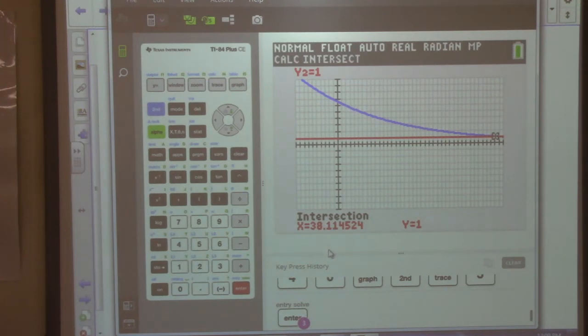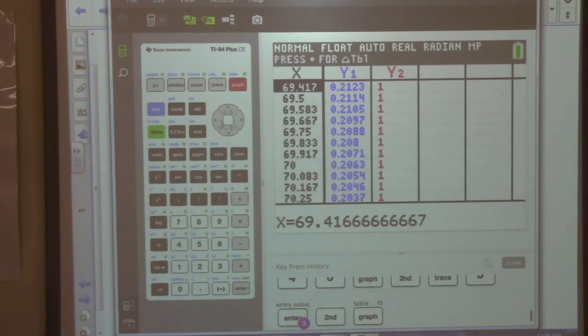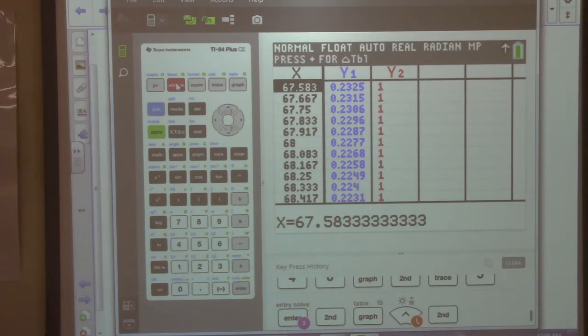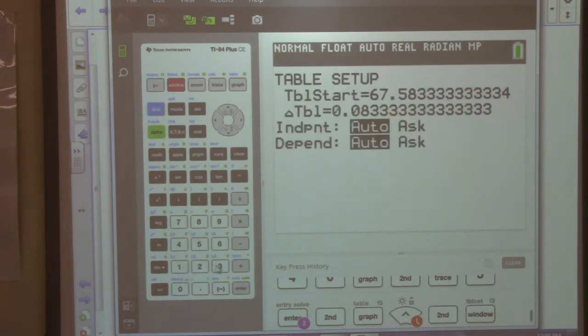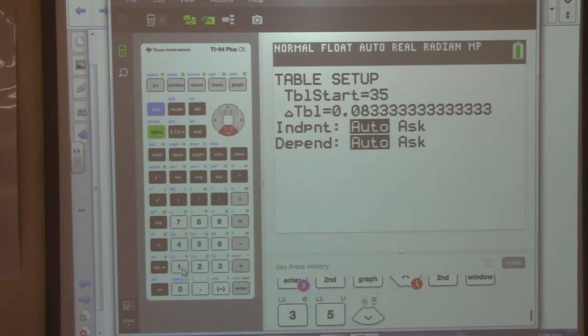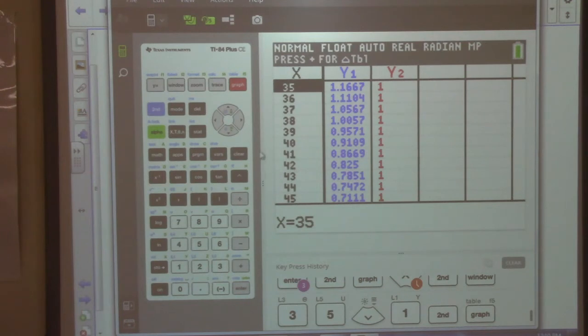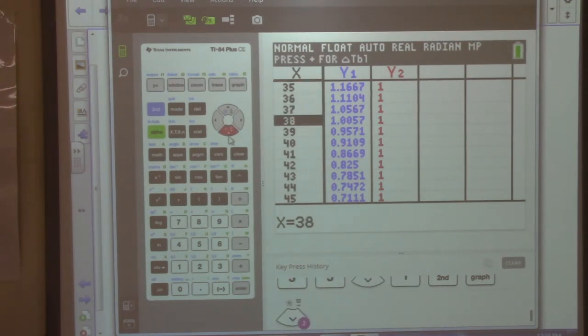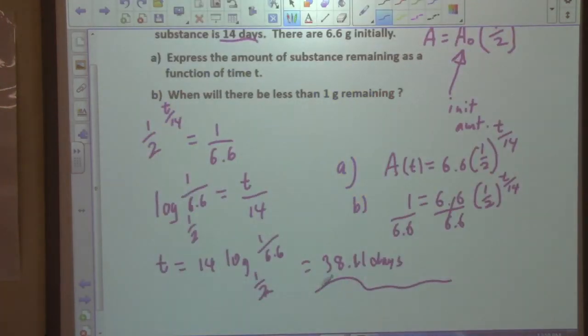38.11. Okay? Or, like we've done in the past, you go to table view as well, right? And see when we come to, well, I have that in months. Let me change my table start here. I'm going to go to 35 by ones. Okay, we go to table view. We can see here that after 38 days, we're going below 1. See that? So a lot of different ways of doing this.